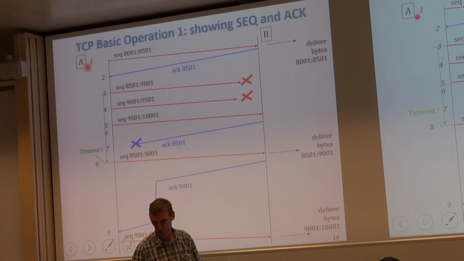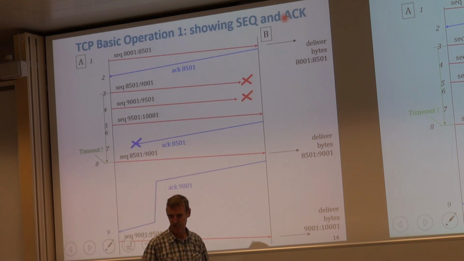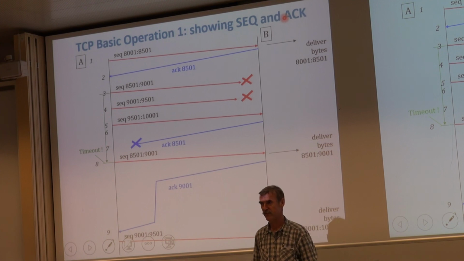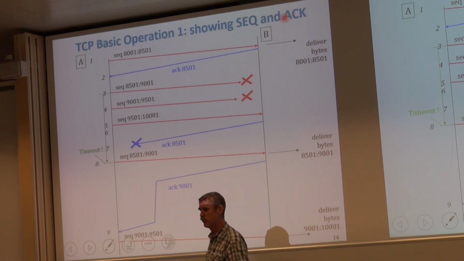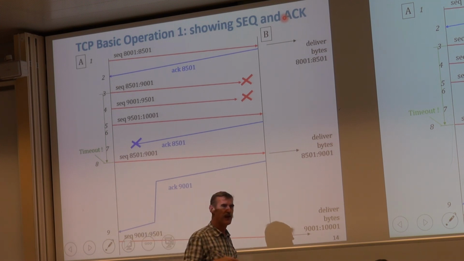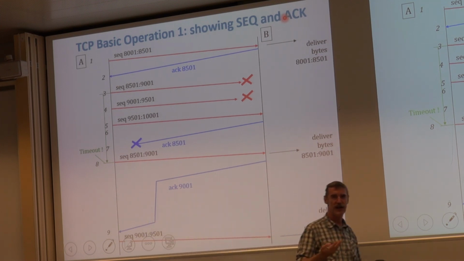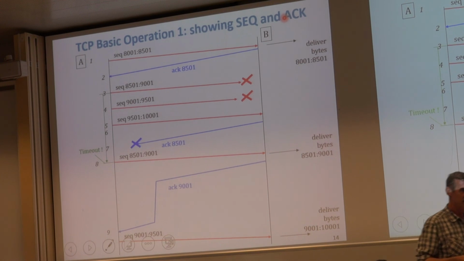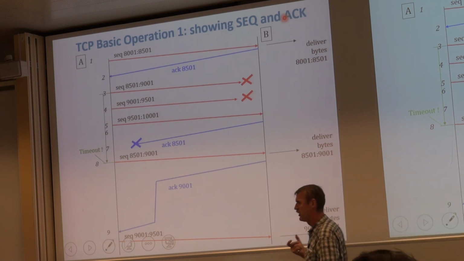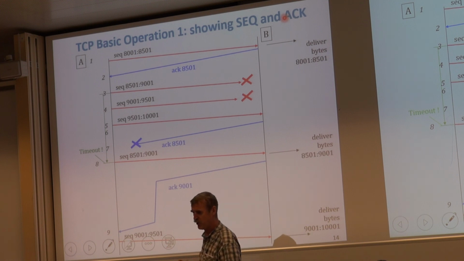I'm showing on the left a machine A that is sending data to B and using TCP. So I'm not showing everything, I'm just showing the sequence and acknowledgement number. TCP puts numbers that are not per packet but per byte. It could be per packet. Some protocols similar to TCP put packet numbers, but here TCP puts byte numbers.